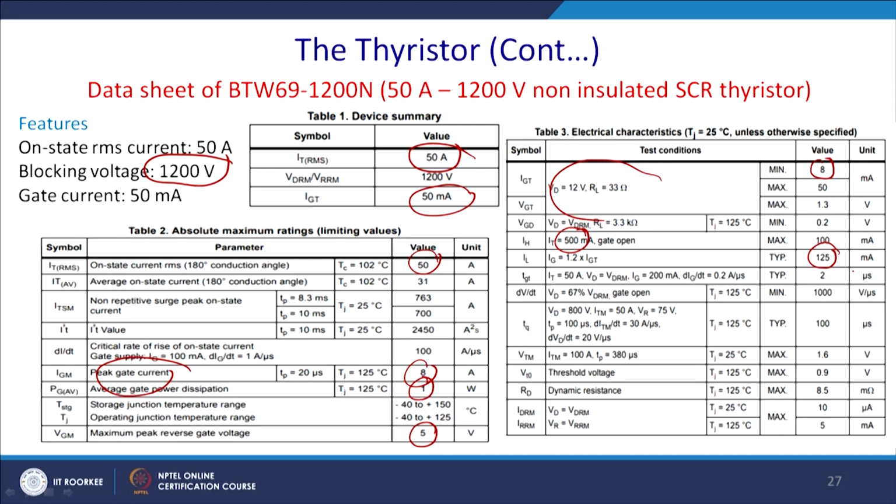Similarly, the holding current has been prescribed when the gate is open, that is 500 milliampere. The latching current has also been prescribed, and it should be 1.2 times the IGT, so from there you can calculate; this value is generally 1 to 5 milliampere. The value of dv/dt is also given, that is 1000 volt per microsecond. Similarly, the value of tq, the turn off time, you can see is in the range of 100 microsecond. Please recall that it is quite slow.